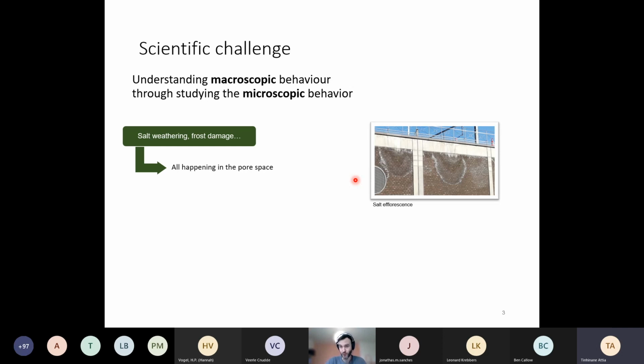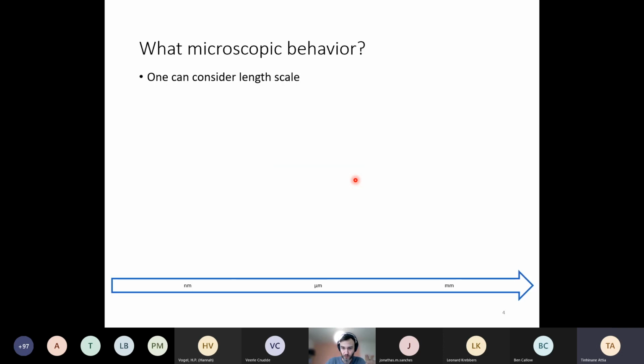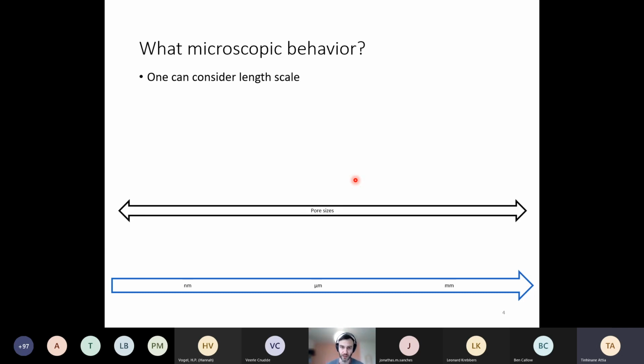So knowing that as a research question, then we know, okay, we need to study the microscopic behavior of our samples. But still, the next question then is, what do you mean with microscopic behavior? Do you mean the millimeter range or the micrometer range or the nanometer range? Well, unfortunately, in many mineral materials, the answer is, well, the entire range, because the pore space, if that's what you're interested in, it ranges that entire span.